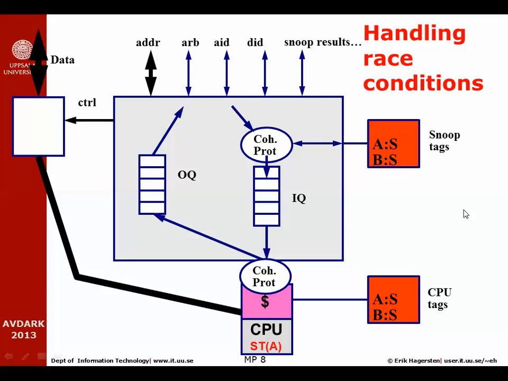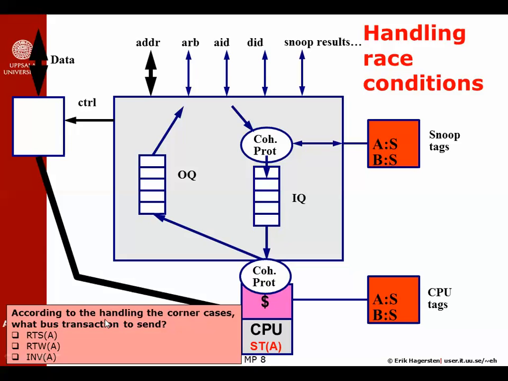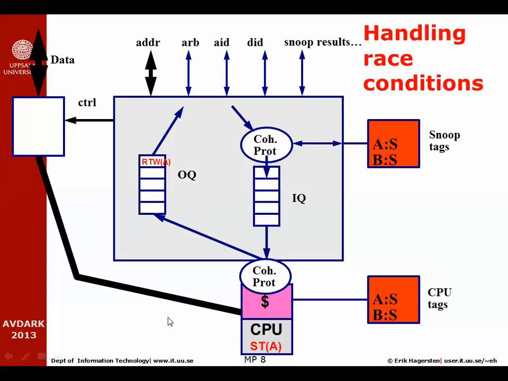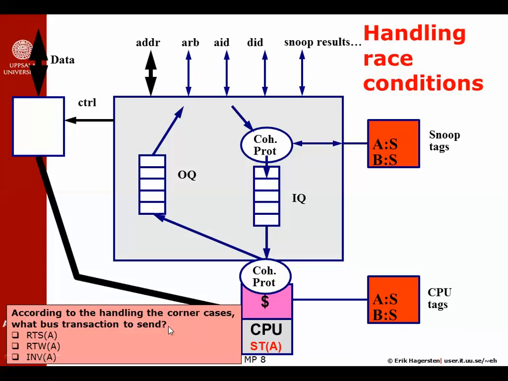So after that long monologue going through all the different fixes for corner cases, let's take a look at exactly the same corner case as we studied before. We once more would like to perform a store operation to a cache line A, and we have that cache line in state shared. According to these new rules, what transaction should be sent on the bus to handle that corner case?